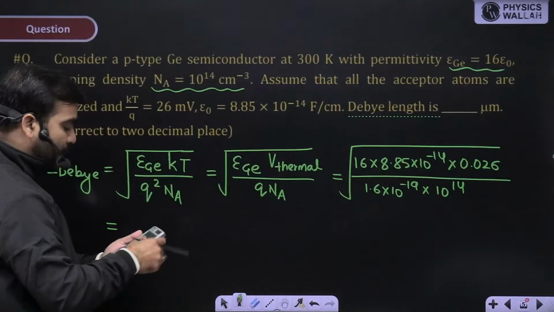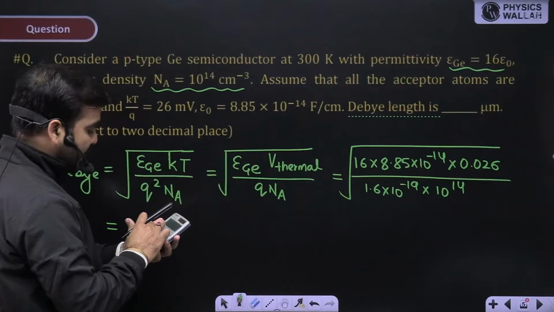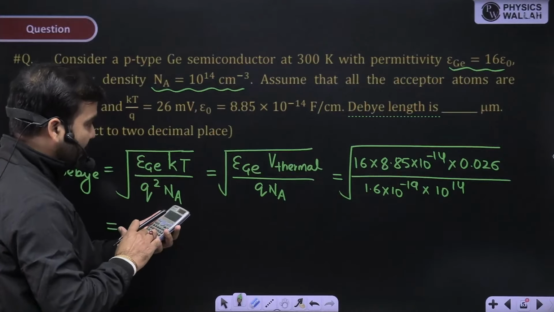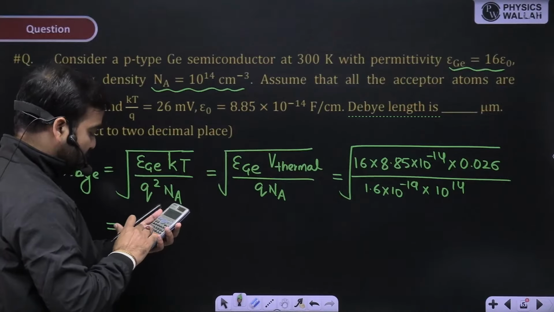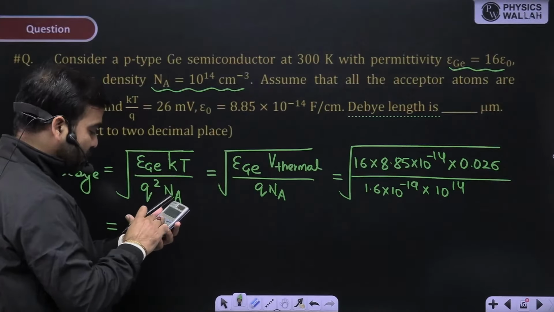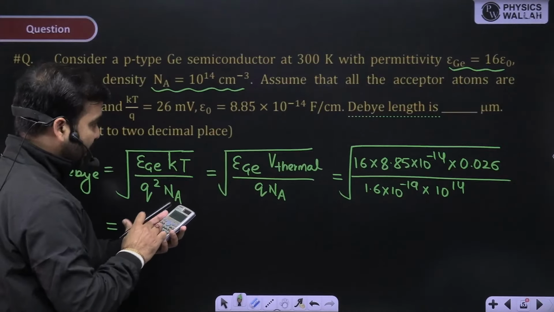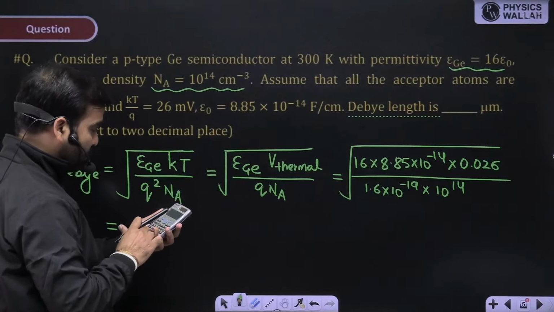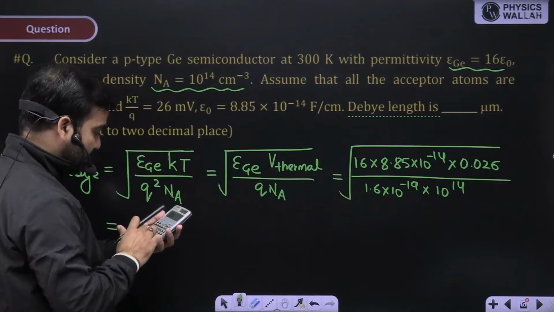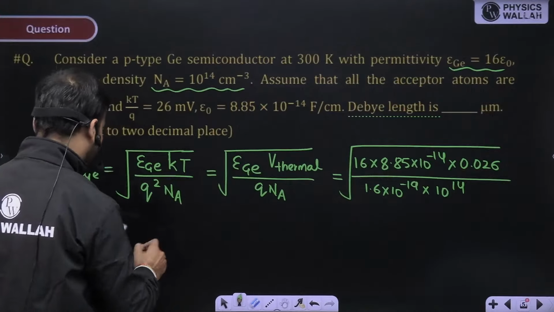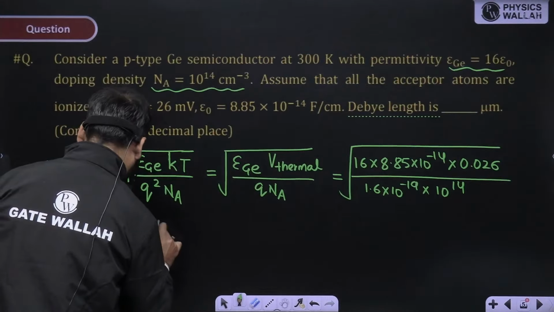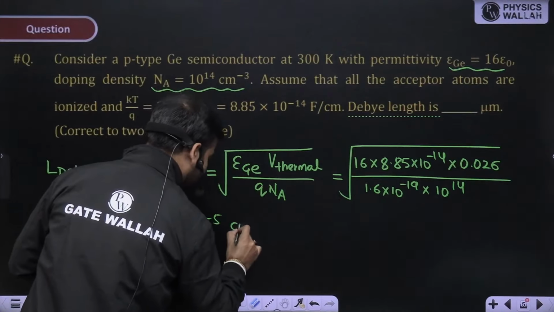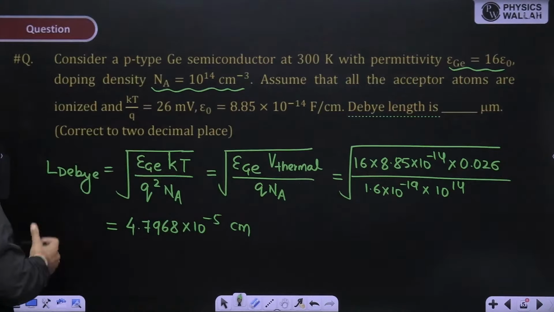Debye length in micrometer, then we will convert. So it is the square root of 16 into 8.85 into 0.026 into 10 to the power of minus 14, divided by 1.6 into 10 to the power of minus 19 into 10 to the power of 14. So it is 4.7968 into 10 to the power of minus 5 centimeter. Because this is length, the Debye length.